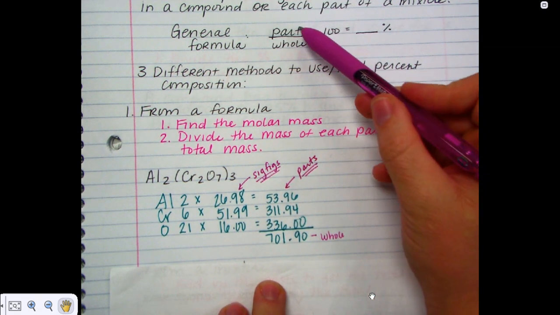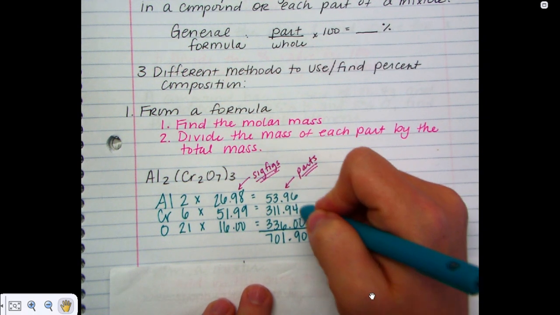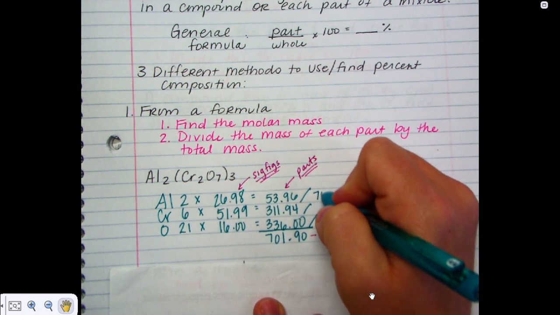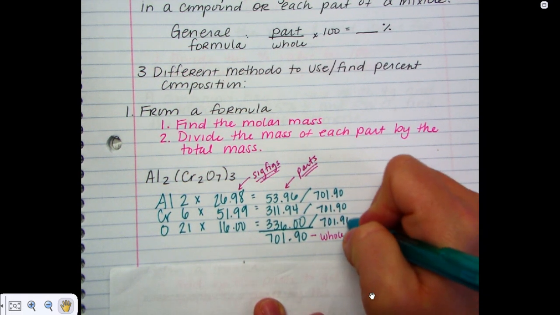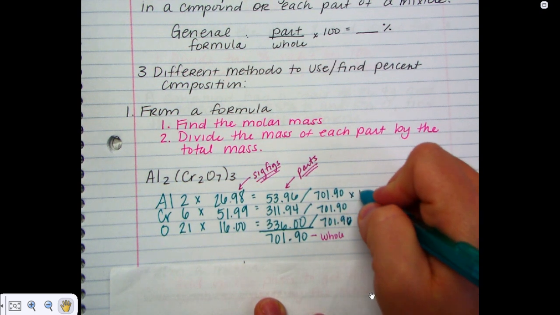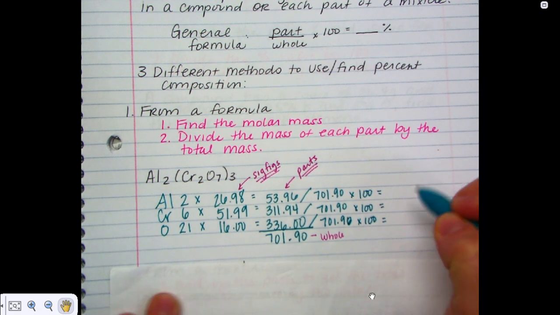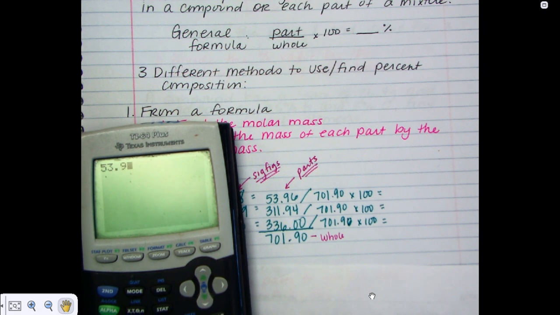And my formula is part over whole times 100 is percent. So what do I need to do? I need to divide each of my parts by the whole. So let's do that. 701.90. Part over whole times 100 equals my percentage. So let's bring the calculator back up here. 53.96 divided by 701.90 times 100.